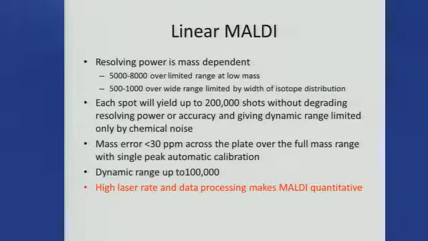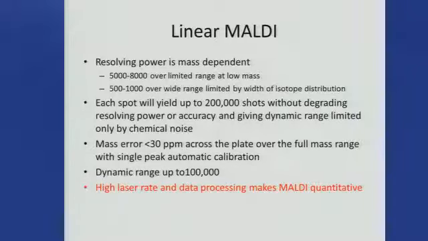So in linear MALDI, we can say that the resolving power is mass dependent. You can get up to 5,000 to 8,000 over a limited range at low mass, but at higher masses you're limited to 500 to 1,000. And each spot, you can take up to 200,000 shots off of a spot before you exhaust it. You usually don't do that much because you get tired of looking at it before then. But if you're really trying to get the most information out of the sample, then you will do more. The mass error is typically less than about 30 ppm, provided you do some single peak automatic calibration.